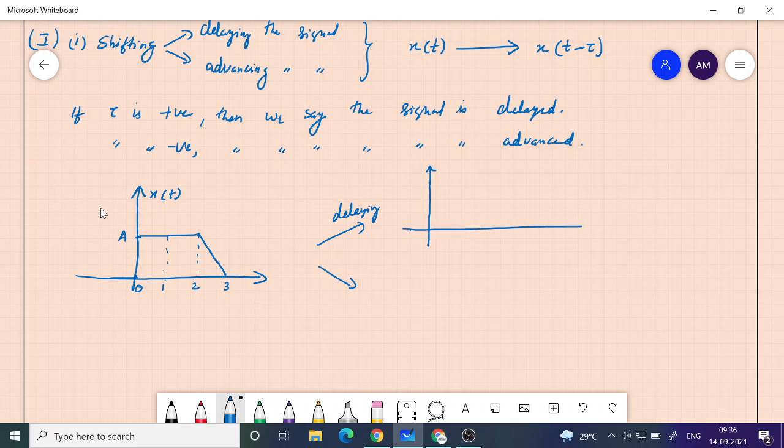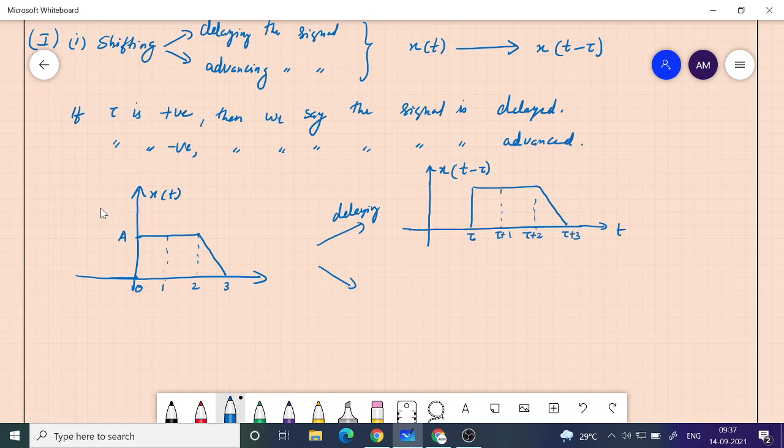So it will start maybe somewhere here, then it goes 2 units, and then it comes. So this is my tau, and this is tau plus 2, this is tau plus 1, and then this is tau plus 3. So this is the time axis, which is the independent variable. So we will represent this signal as x of t minus tau.